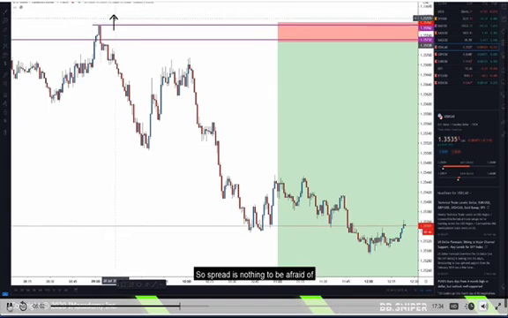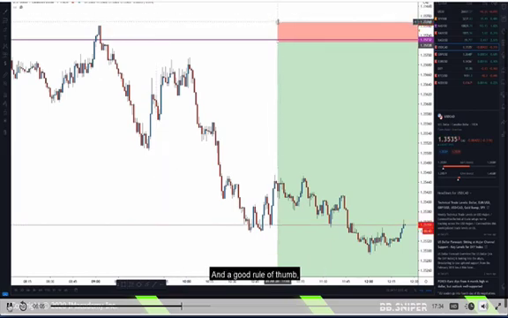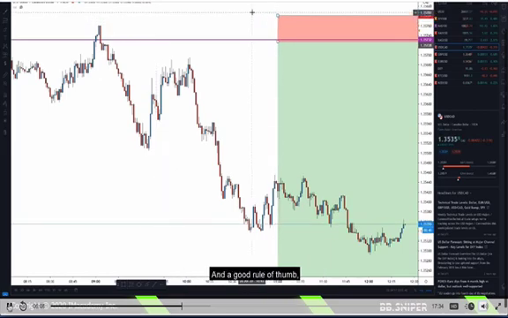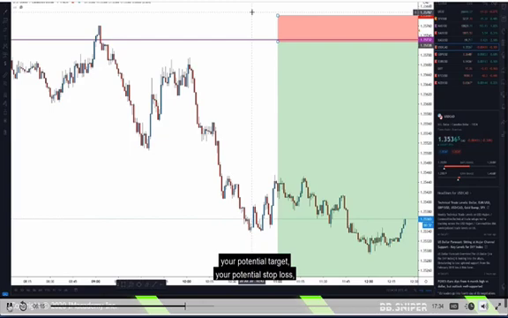So spread is nothing to be afraid of, but you definitely need to be aware of it. And a good rule of thumb, anytime that you are planning out a position, whether you're looking for your potential entry, your potential target, your potential stop loss, of course, it does depend on what you're trading.